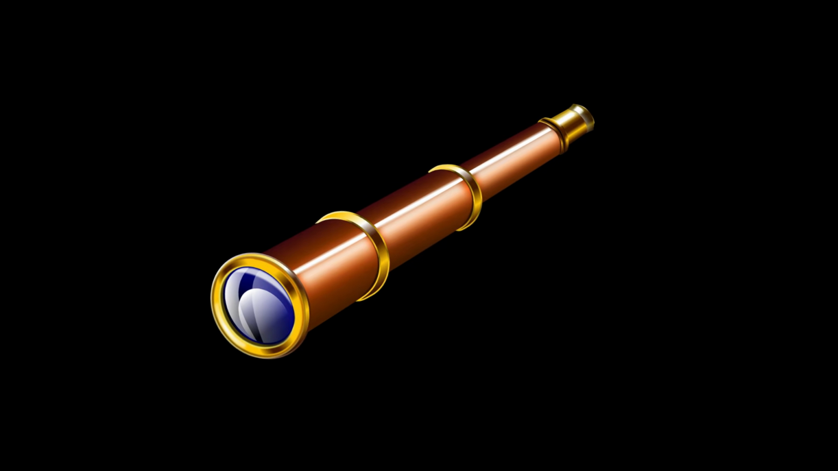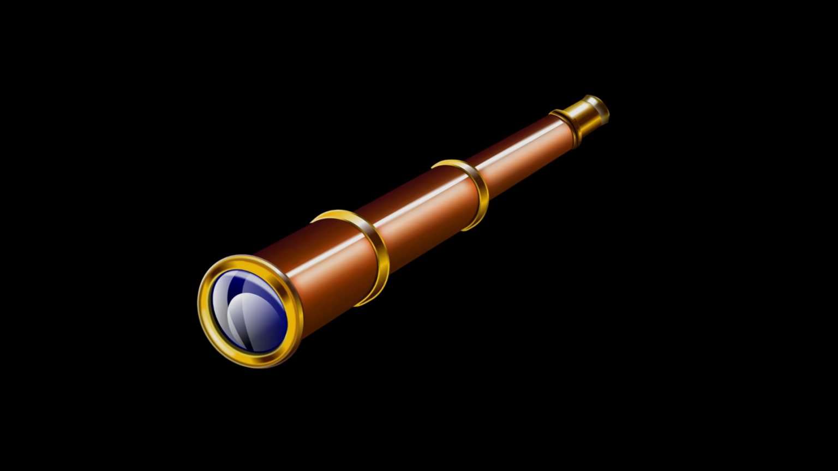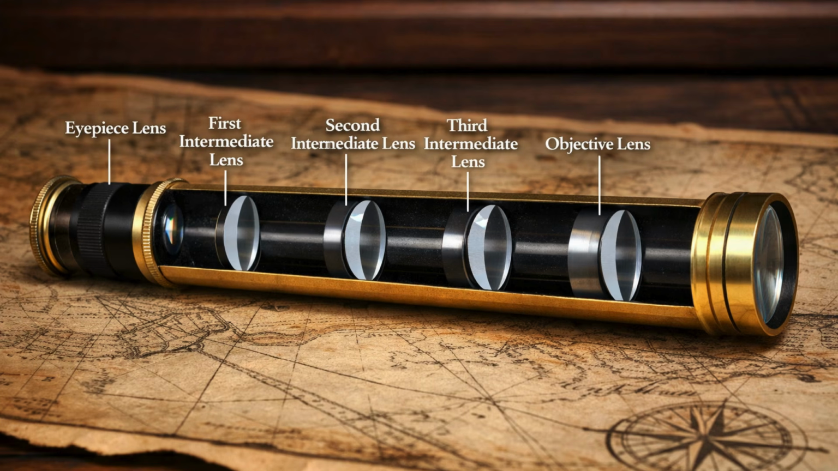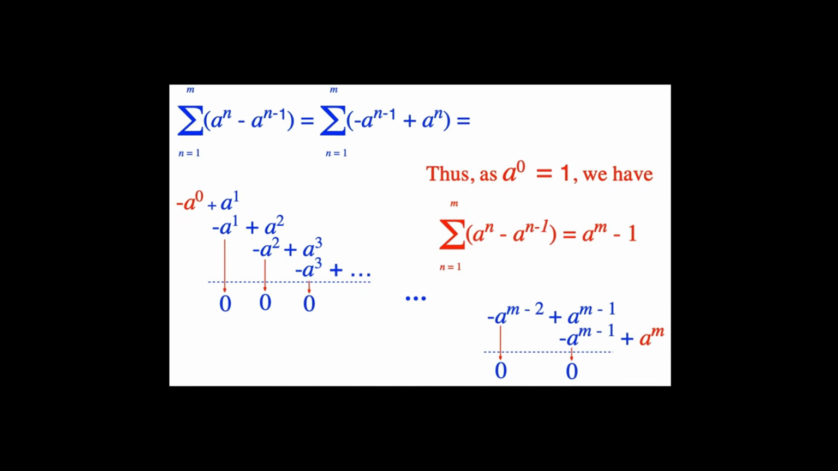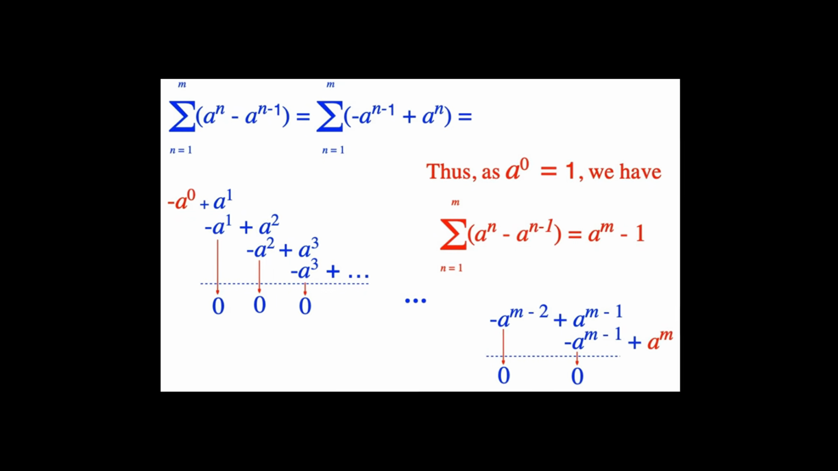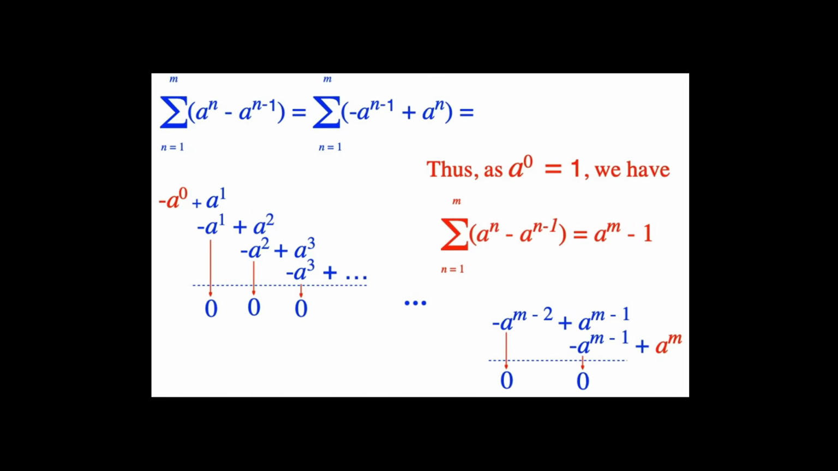This method gets its name because this is literally how a real handheld spyglass would work. Basically, you have a bunch of intermediate lenses, but as you look through the spyglass, all those intermediate lenses will kind of cancel away, ultimately reducing your vision to as if you were looking through one giant lens. In the same way, this method cancels out all the intermediate terms, often leaving you with only the head and tail terms.